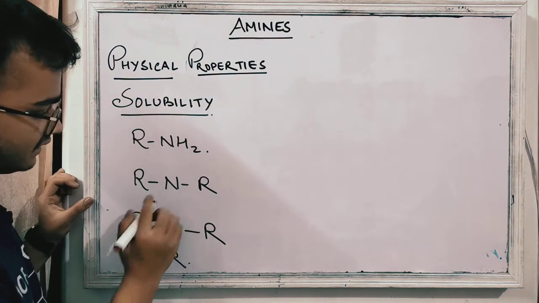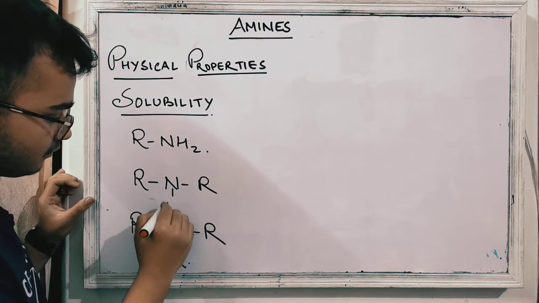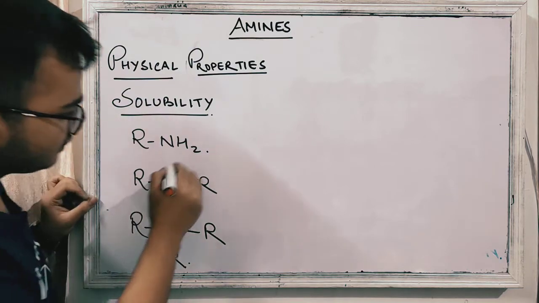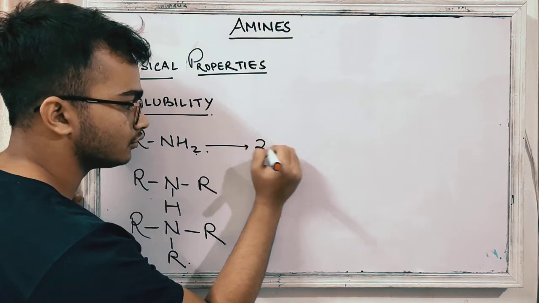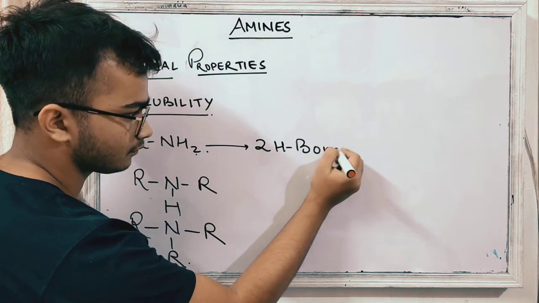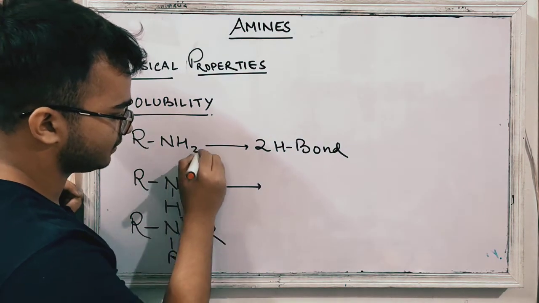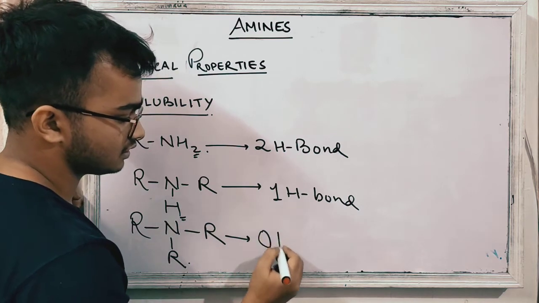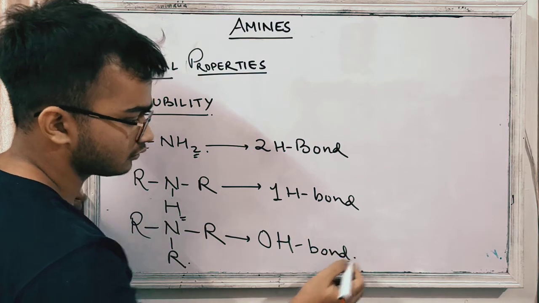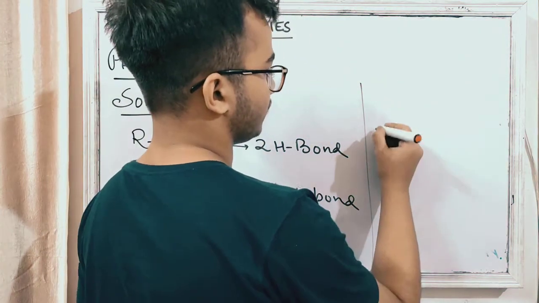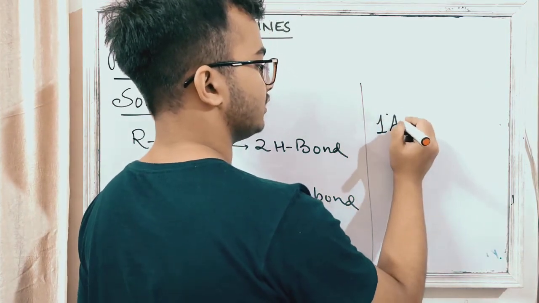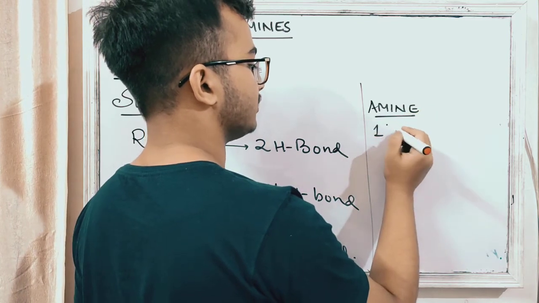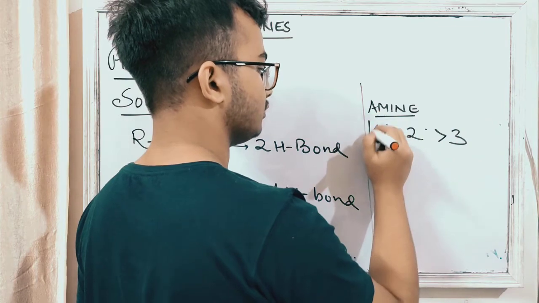Okay. So by seeing this, you can have an estimation of which is going to form more hydrogen bonding, because see a thing over here, since here are 2 hydrogens, it is having the ability to form 2 hydrogen bonds, right? This one, since this is having 1 hydrogen, it has the ability to form 1 hydrogen bond, and this one does not have any ability to form hydrogen bond, so 0. So what is the order? Order is 1 degree amines, this is the order of solubility. So it is 1 degree greater than 2 degree greater than 3 degree. So this is the solubility order.